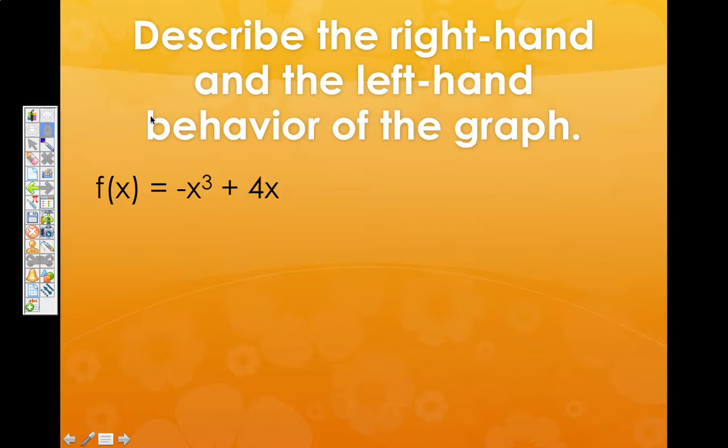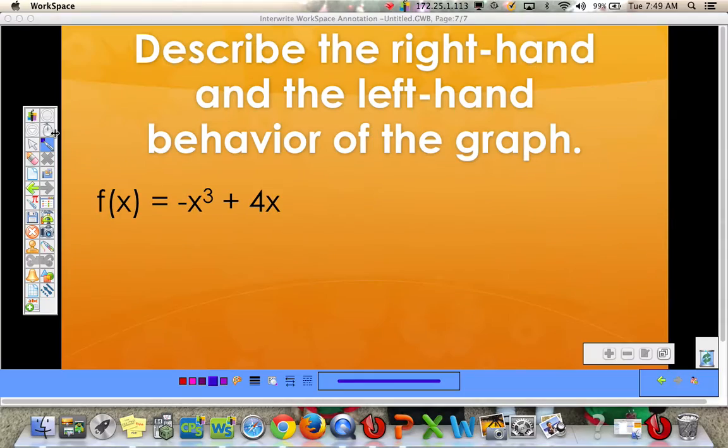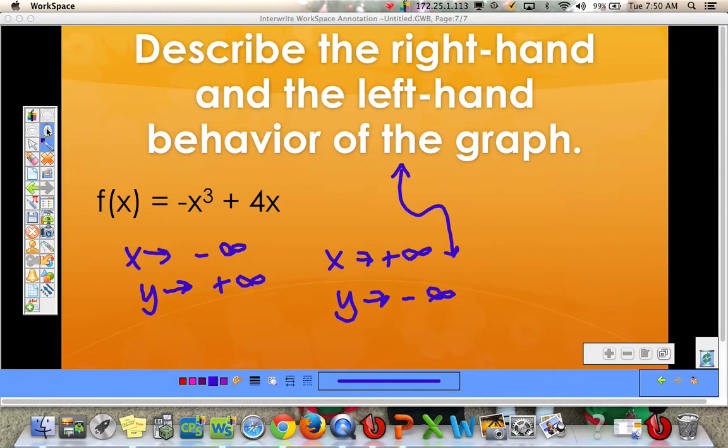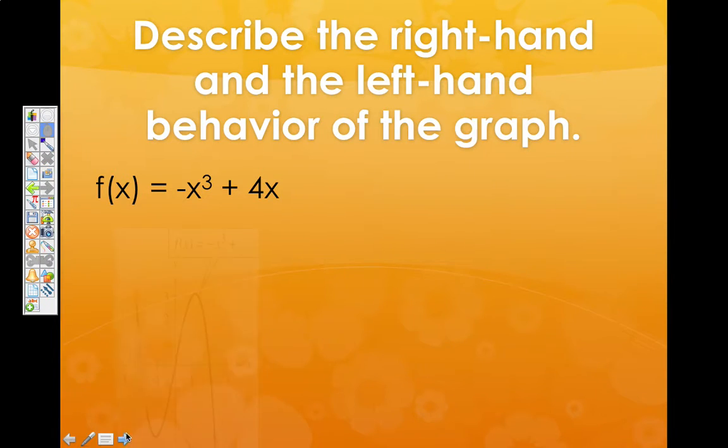Describe the right hand and left hand behavior of the graph. So here's an example of what you would see on your assignment. It is an odd function with a negative lead coefficient. So this is when it starts up and it goes down. So we say as x approaches negative infinity, y goes up, positive infinity. As x approaches positive infinity, y approaches negative infinity. Okay, so there's an example of what you would see on your assignment.